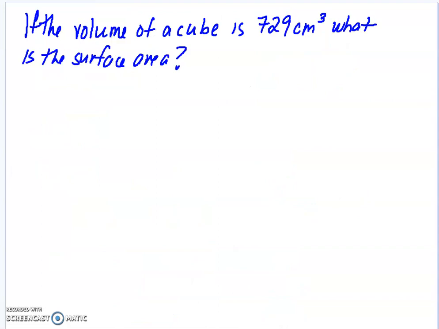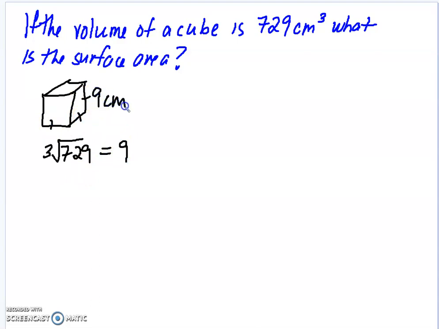The last question is going in reverse. So if I start with the volume of a cube, can I find the surface area? So I know the whole volume. So one thing I can find knowing that volume is the side length. So we're going to take the cube root of 729. And this is a nice value that you'll see on the side of our classroom. It is 9. So we know all of the side lengths here are 9 centimeters.